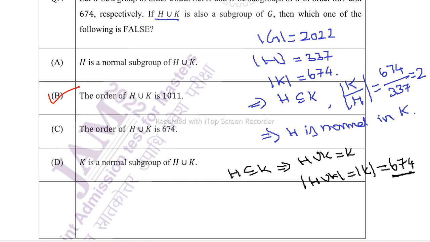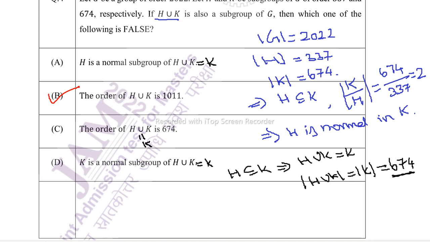And then H is a normal subgroup of this one. Because this is nothing but K. Any group is itself a normal subgroup, right? Therefore, K is a normal subgroup of K. That is true. Just now we proved that H union K is nothing but K, and that H is a normal subgroup of K. Therefore, option A is correct. Option D is also correct. Option C is also correct because H union K is just K.